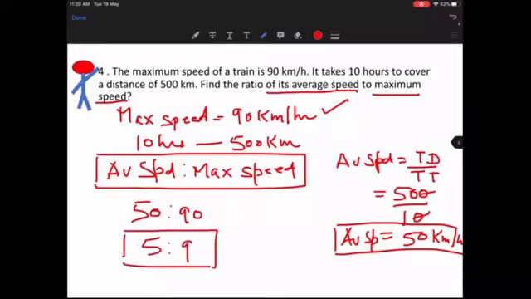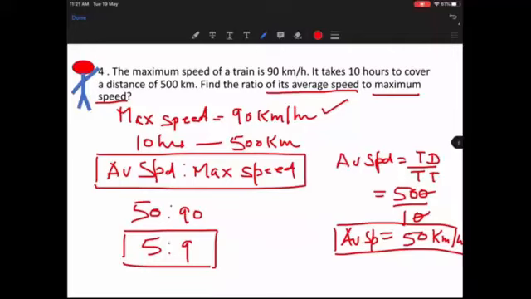Now someone had asked me previously whether we need to change the units every time. No, in this question you need not change, because all the units are given in kilometers per hour only. Had he asked you some time or some distances in meters, then you would have had to. Otherwise, in this case you need not change any units. Fine.